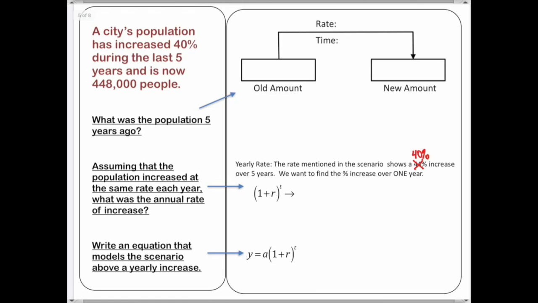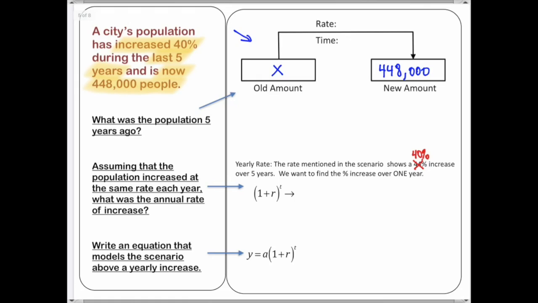We're given a city's population has increased 40% during the last 5 years and is now at that amount of people. So what I like to do is fill in what we know first. I like this little organizer that I always draw for myself. I don't know the city's old amount of people, the people that originally were in the city 5 years ago, so we're going to call that X, because we just know how many people are in the city now, which is this amount.